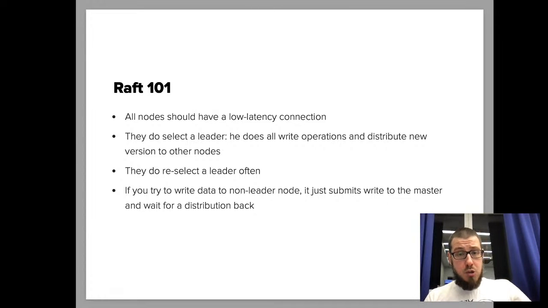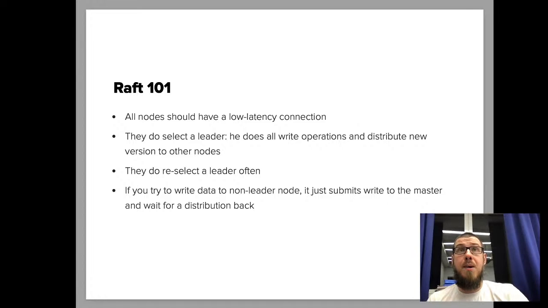And Raft nodes reselect a leader often. The good thing is that if you try to write data to a non-leader node, it just forwards the write to the leader and waits for the distribution back. So it's a very simple scheme where you can write to any etcd node, but if it's the leader, you get a faster write, though you still have to wait for the distribution. If you are not the leader, you have to forward the write and then wait for the distribution. So the main thing to consider is that we should have a low latency connection between Raft nodes, between etcd nodes.